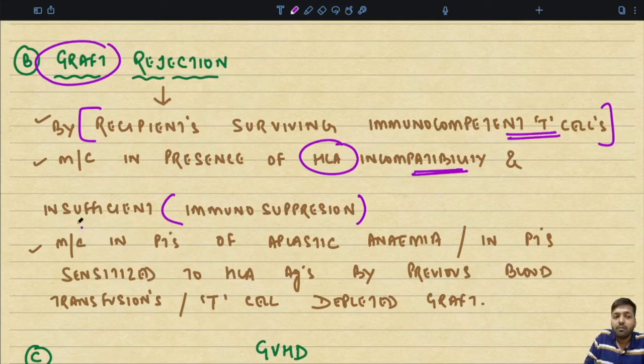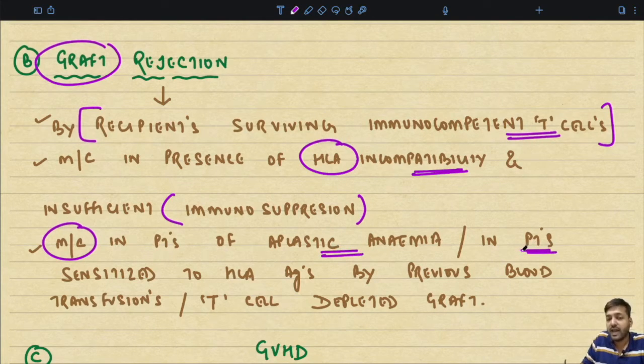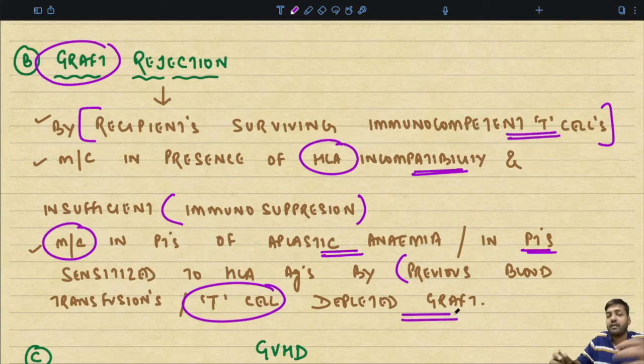Most commonly, it is seen in patients with aplastic anemia or in patients who are sensitized to HLA antigens by previous blood transfusions or T cell depleted graft. So there are conditions which can increase the risk of graft rejection. For example, patients in whom aplastic anemia is the indication, the chances of graft rejection become very high. Second is patients who have received previous blood transfusions, so they are sensitized to the HLA antigen, so HLA mismatch becomes very high. And if the donor graft doesn't have any immune cells, they are quite vulnerable to attack by the recipient, and that also leads to graft rejection.